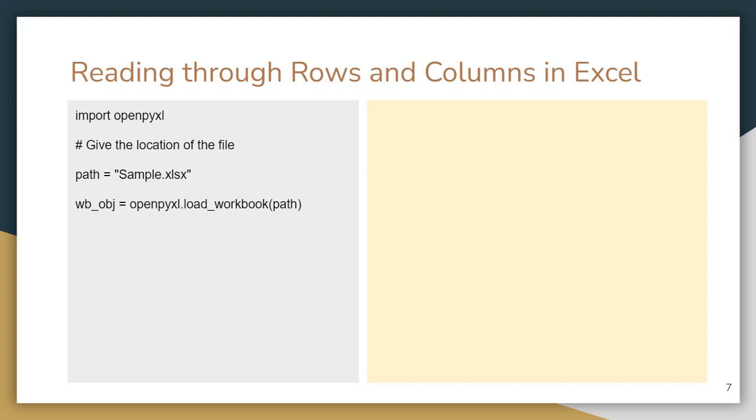WB_object is an object, and using this object we open the Excel file using Python, and then we can read or write in this file.